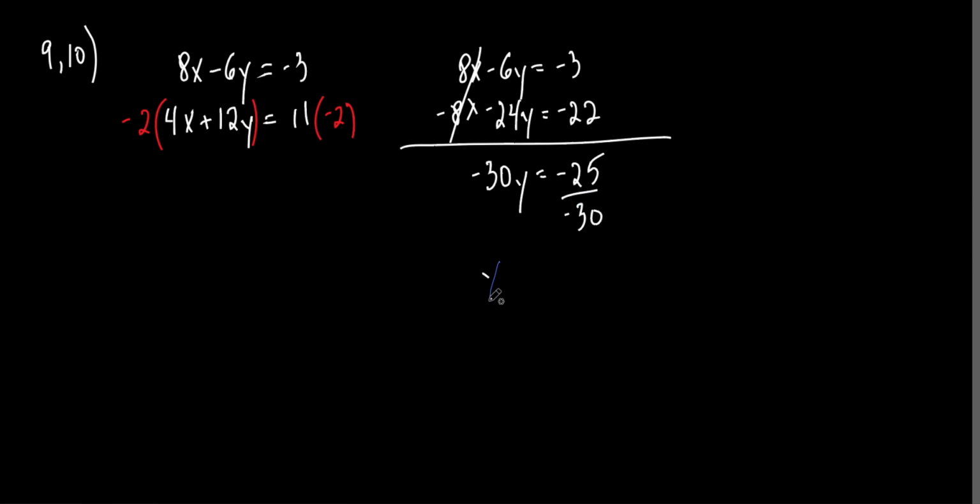All right. And what do we do? Do we leave it like that? No. What do you got to do? Reduce the fraction, simplify it, right? So what goes into both of those? 5 does. It's going to be positive, by the way, right? Because negative over negative. So 5 goes into that 5 times. 5 goes into that 6 times. So that's my y.